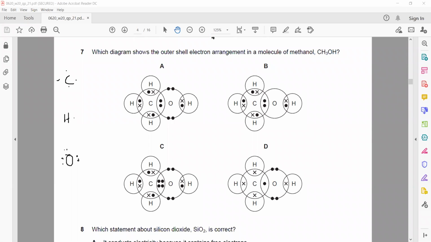A is the right answer. Carbon shares all, hydrogen shares all, and oxygen should have 2 unshared pairs. Why is this one wrong? Because oxygen does not have unshared electrons. Why is this one wrong? Because there's a double bond between carbon and oxygen. And why is this one wrong? Because they drew only one electron. There should be a pair of electrons between the two atoms. So A is the right answer.